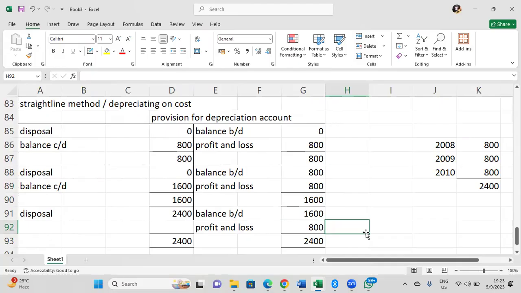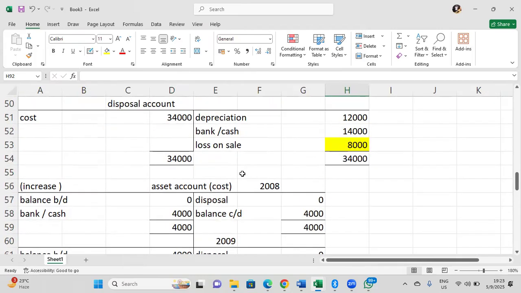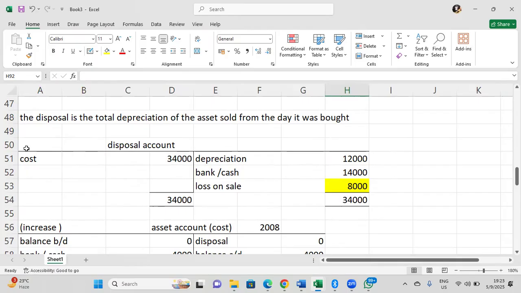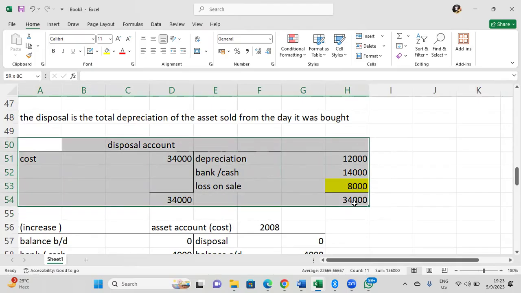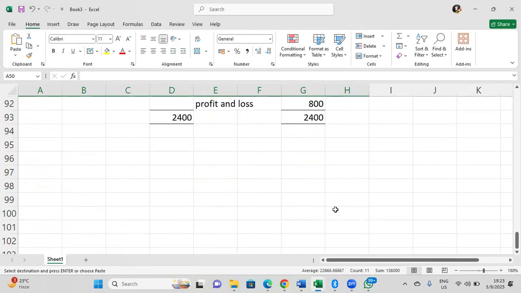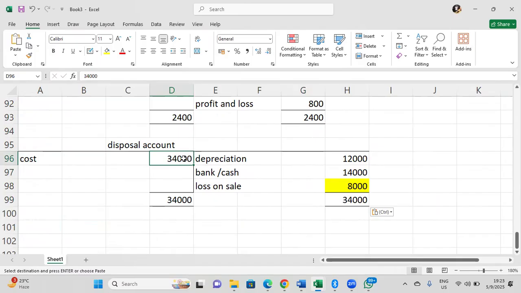Then now let's talk about the disposal account. So let's prepare the disposal account. This is the layout. You can copy that and show that the format works. So this is the layout, I'll just remove the amounts.